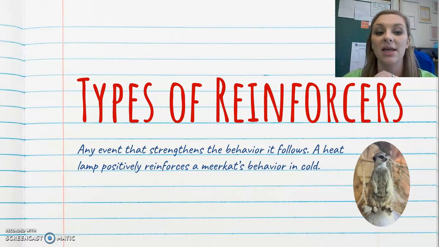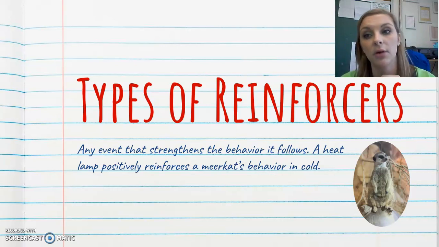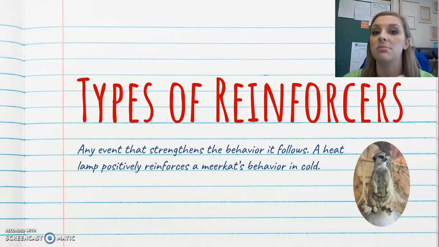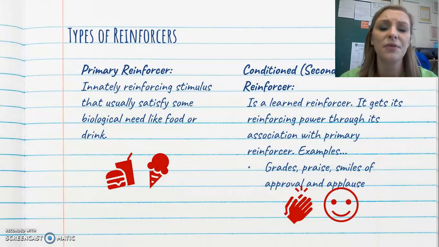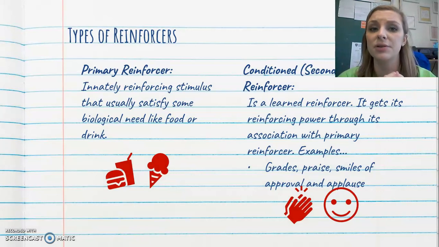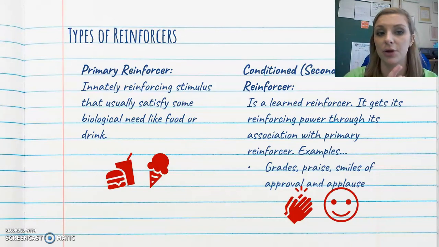So for example, a heat lamp positively reinforces a meerkat's behavior in cold. Okay, so they're going to get a meerkat to behave a certain way because of the lamp. There's two different types of reinforcers. The first is a primary reinforcer. A primary reinforcer is going to be something that is innately reinforcing. Usually these are filling biological needs: food, water, safety.